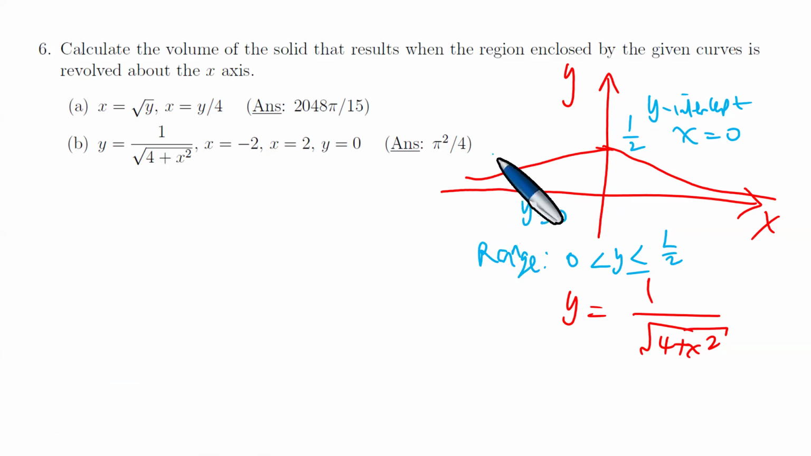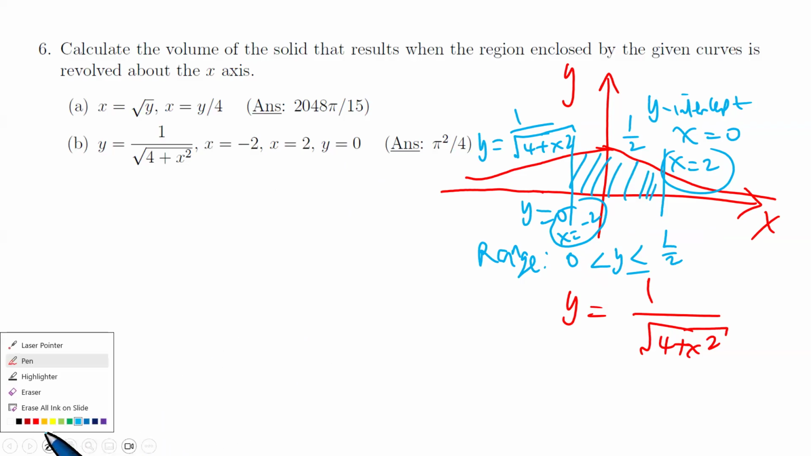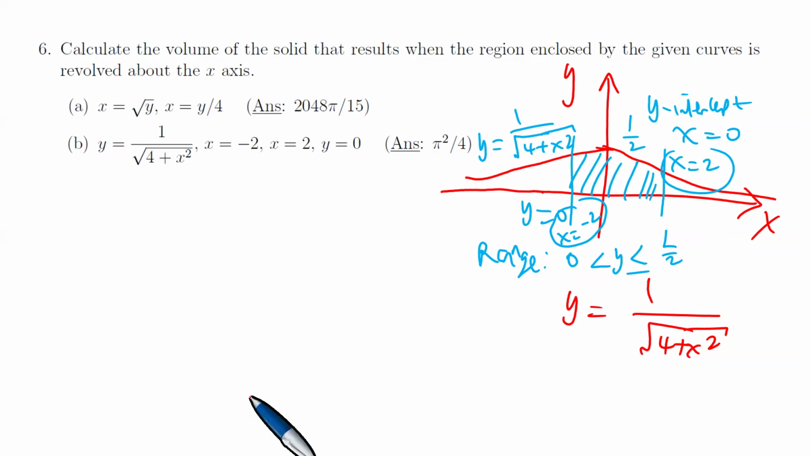So if this is the case, then you have y equals 1 over the square root of 4 plus x squared. Then x is minus 2, and then x is 2. Minus 2, 2, and then y equals 0. It's this one, so you have exactly this region. This is the region that looks like a building that is a gable, some sort of roof. Anyhow, now it's easy to find the area.